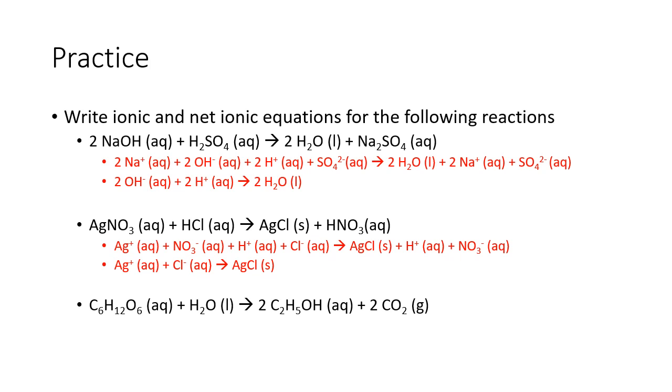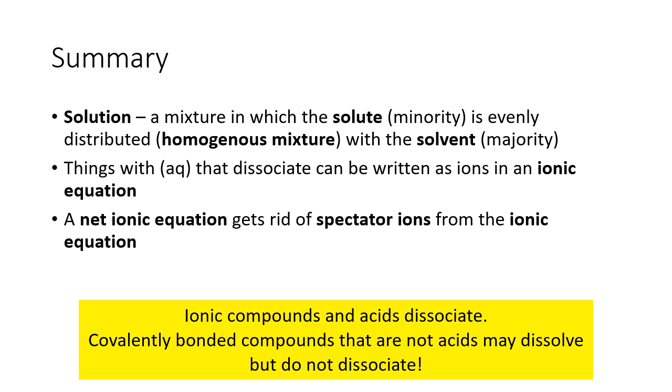I wanted to make that point drive home. We have stuff that dissociates, that's ionic, or it's an acid, and we have stuff that doesn't dissociate, and that's organic compounds that are covalently bound. All right, moving on. To summarize, a solution is a mixture in which the solute, which is in the minority, is evenly distributed, in other words, a homogeneous mixture, with the solvent, which is in the majority.